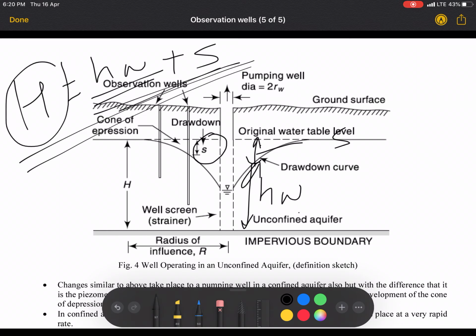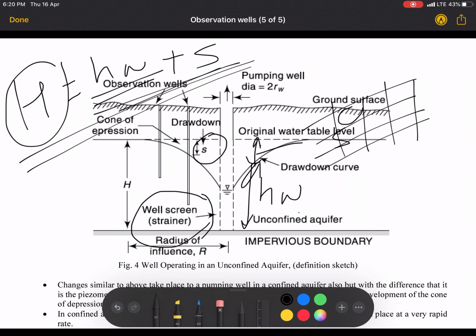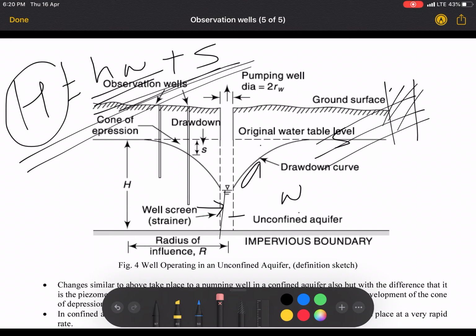Okay, so this water will start entering the well through the screen or strainer. A strainer is nothing but a mesh, so that the heavy particles of gravel and sand are not able to penetrate, and we finally want clean water. So we are straining the particles right here. I think this must have been clear to you.